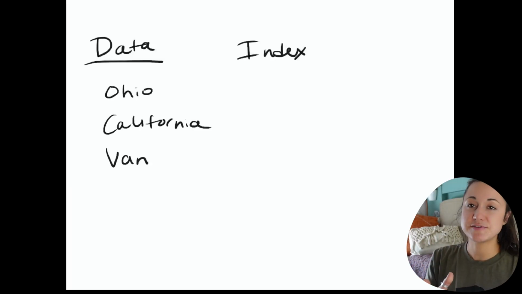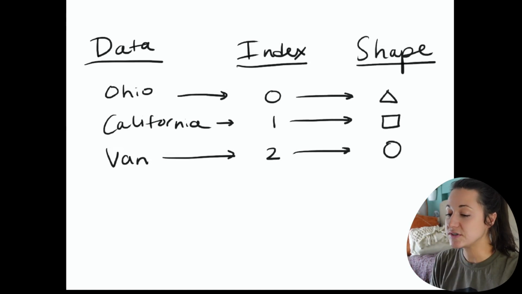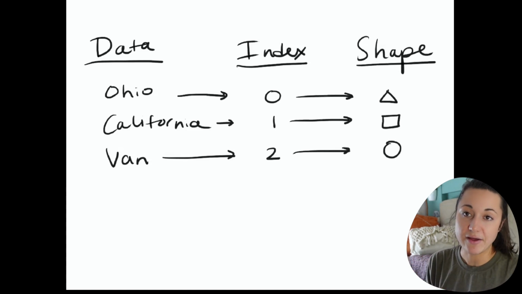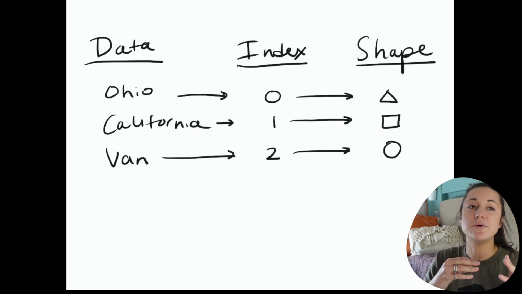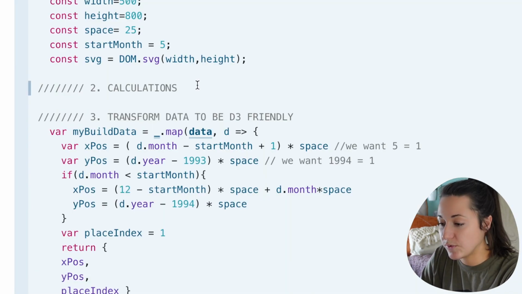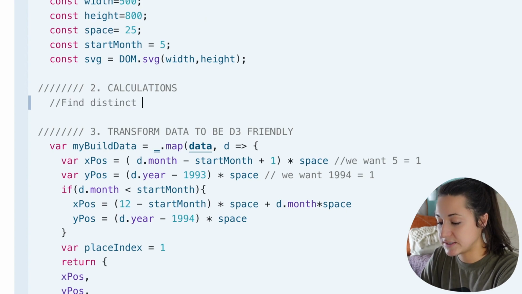Let's do the shapes now. We know that we want the shapes to be based off the city. But right now, the city is just this text. Like, we kind of need it to be an index of some sort so that we can then directly map it to the shape. So the first step there is to get a list of the distinct cities that we even have in our file. Then we'll index those, and then we'll make a function to get that index and map it to the shapes. So we're going to go back to the calculation section, and we're going to find the distinct cities in our data set.